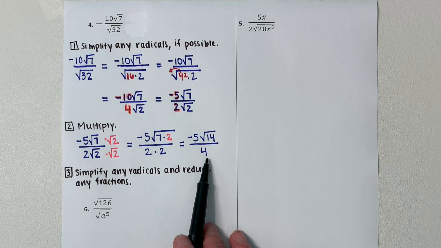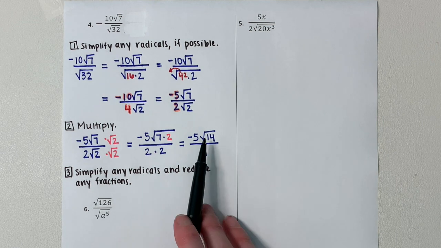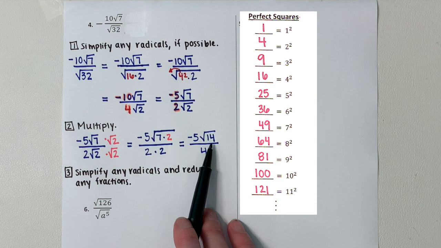Now that we've rationalized the denominator, in other words, we've rewritten our problem so that there's no radical in the denominator, for step 3, we just want to check to make sure we can't simplify any further. Check to see if you can simplify the radicals. Well, if we look at the square root of 14, 14 is not a perfect square, and there are no perfect squares other than one that multiply evenly into 14. So the square root of 14 cannot be simplified.